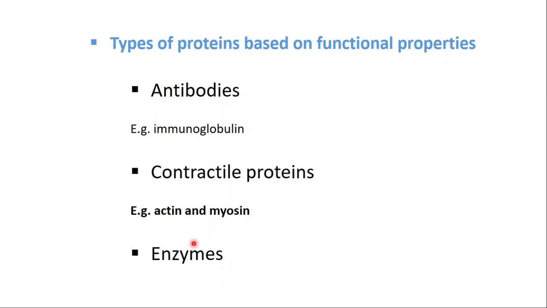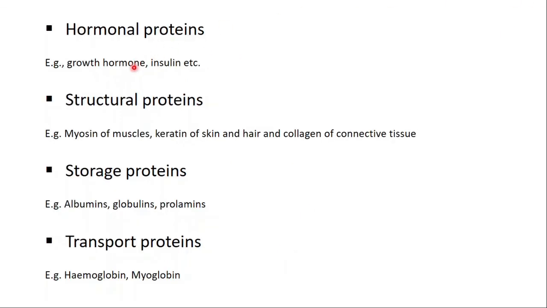You know different types of enzymes are generated in the body for various hydrolysis purposes, breaking down various molecules. They exhibit various functions, that is why they come under functional proteins. And you have hormonal proteins. There are different hormones which are proteins like growth hormone and insulin, and you have structural proteins which are responsible for the structure of our muscles, or it can be some organs.